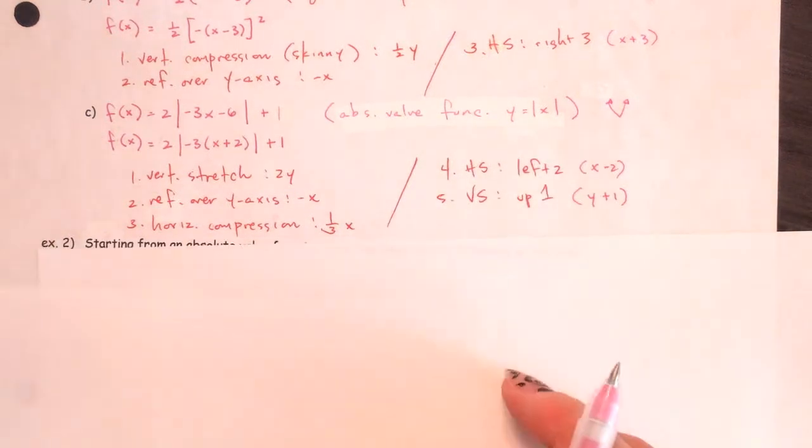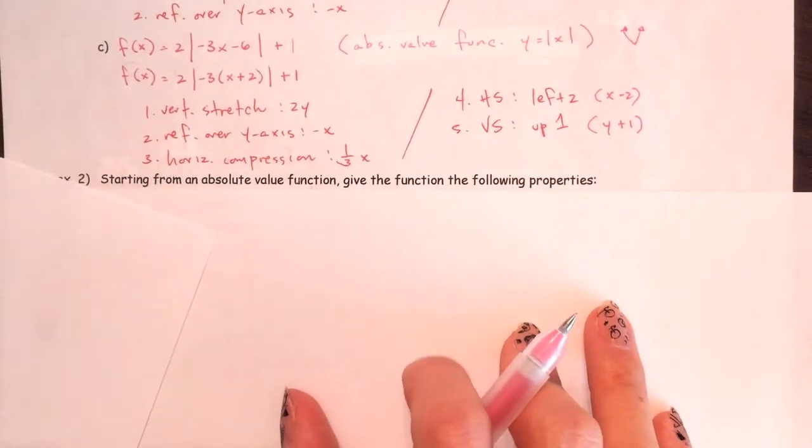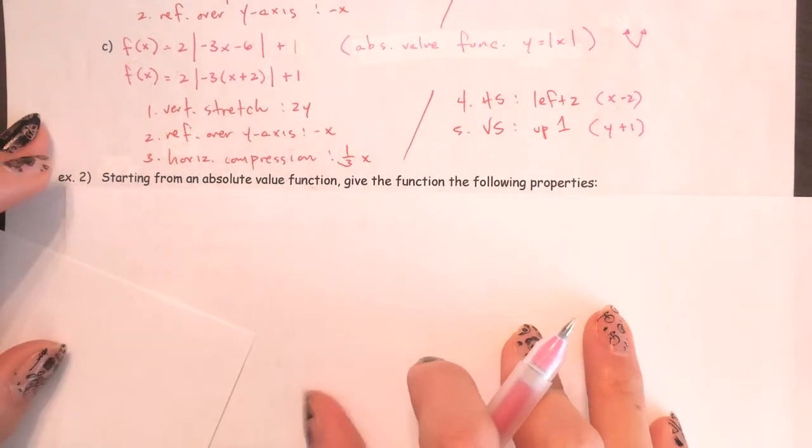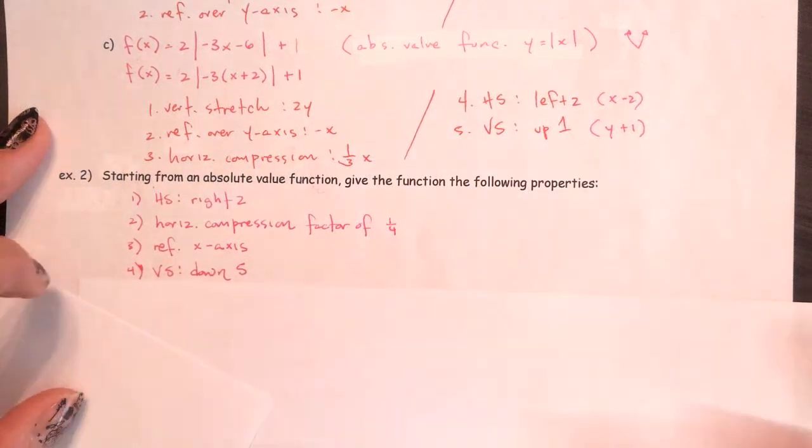Okay, so in the next question, we're starting to write it the other way. So if we write it the other way, start from the absolute value function and do these things. Whoops, sorry.